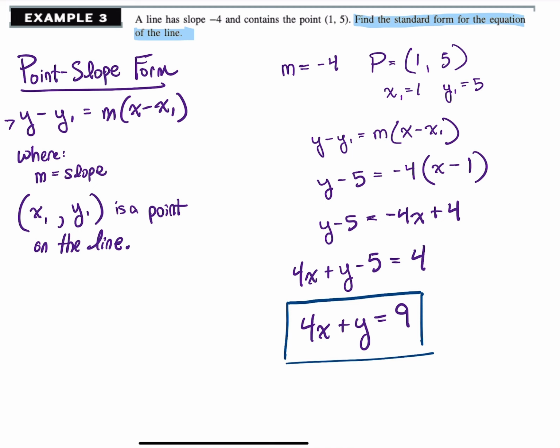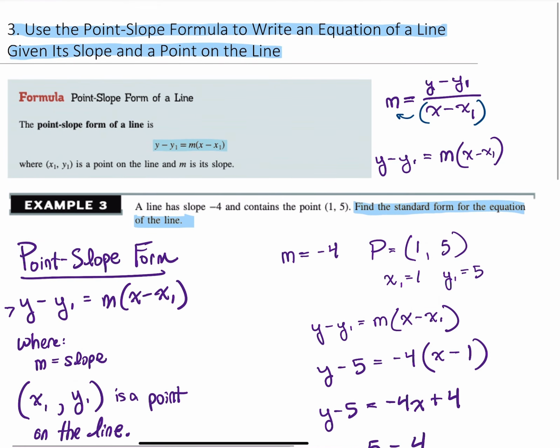So point-slope form is extremely useful when you know a single point and then the slope of the line. And usually after you plug into point-slope form, you want to convert it to some other form. So either standard form, or we could have converted it to slope-intercept form as well. So that's if we're given the slope of a line and a single point.